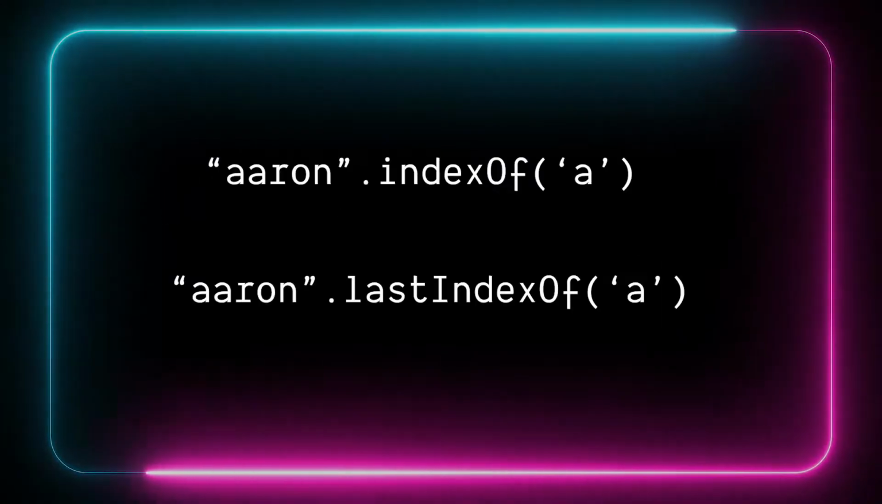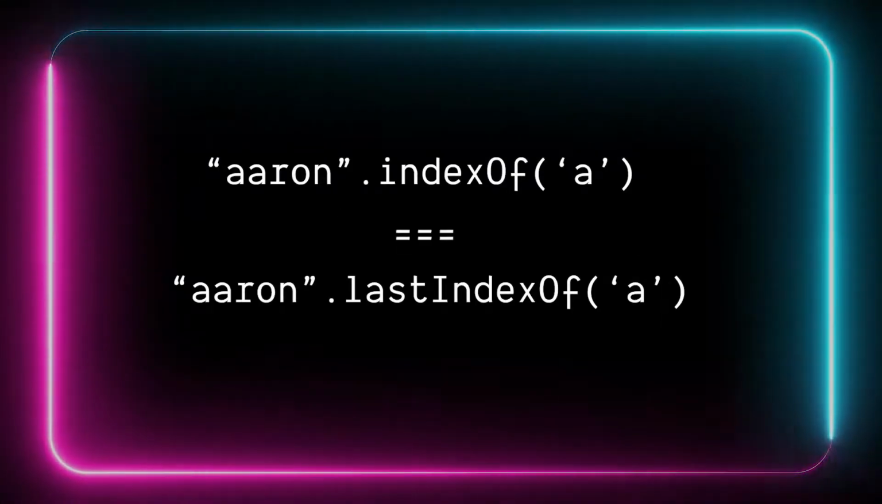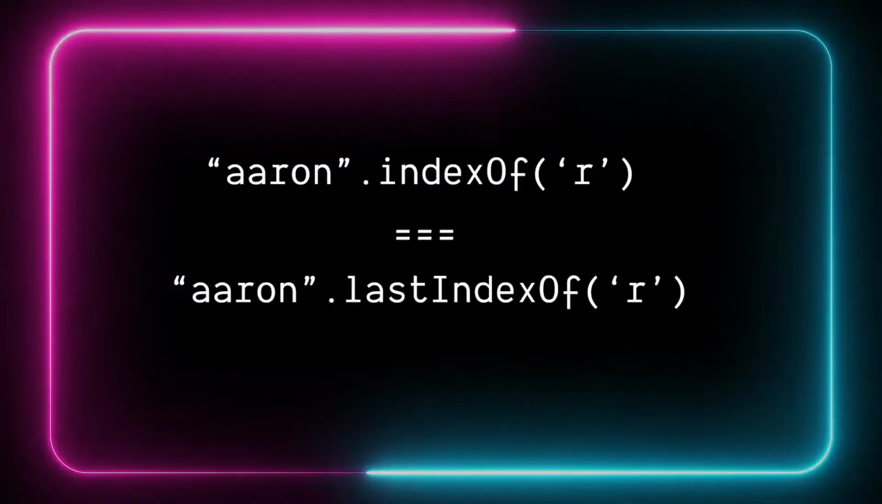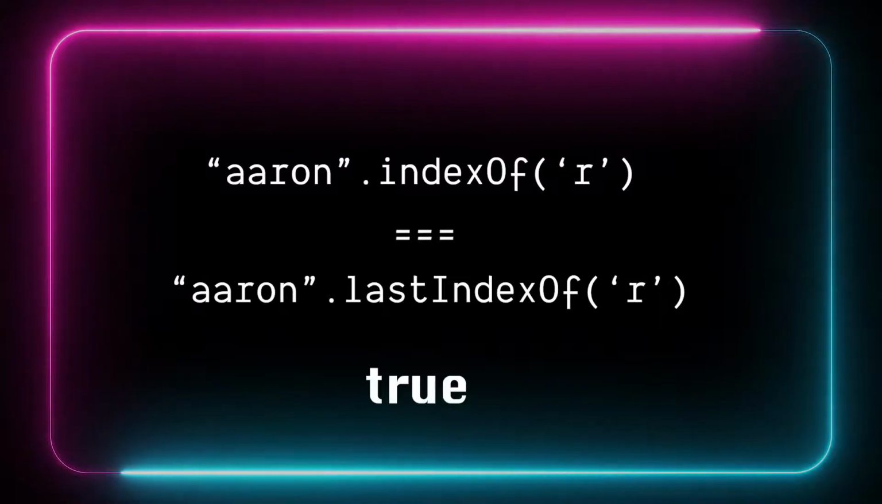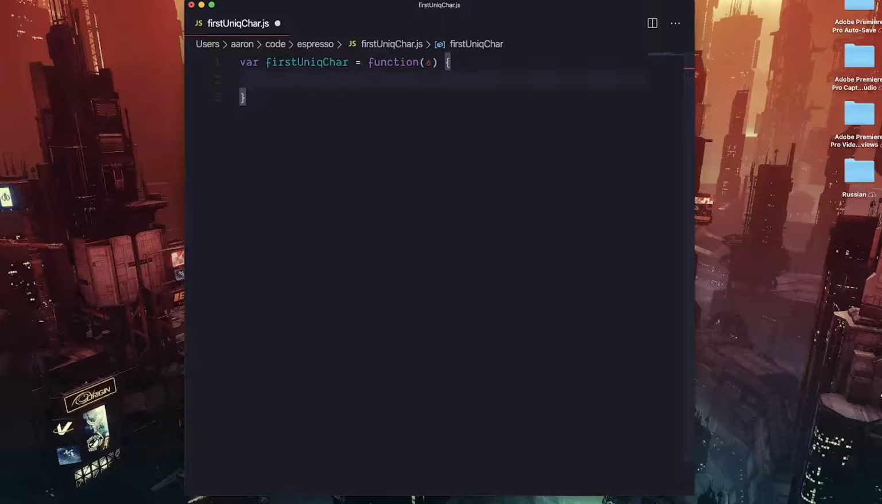So if I just compare these two indices, in other words, indexOf and lastIndexOf, and they're equal, then I know this is a unique character because the first is the same as the last. So let's dive right into the code for this solution. It might blow your mind how simple this one actually is compared to the other one.